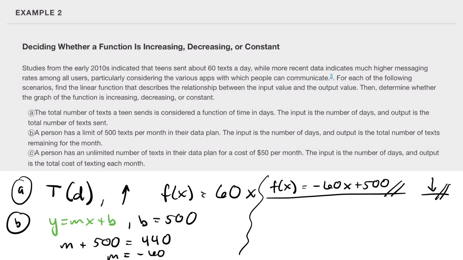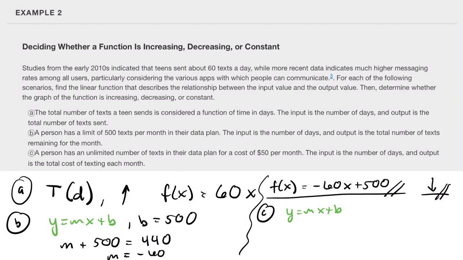Let's work on C. A person has unlimited texts in their data plan for a cost of $50 per month. The input is the days and the output is the total cost of texting each month. Okay, I'm going to start with y equals mx plus b again. The output is the cost. $50 per month, right? And if x is the number of days, the input is the number of days. The output is the cost for each month.